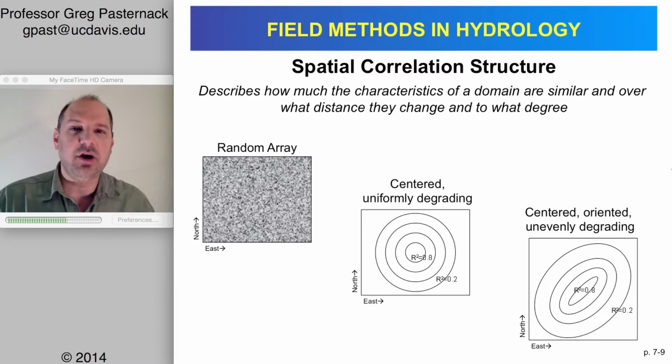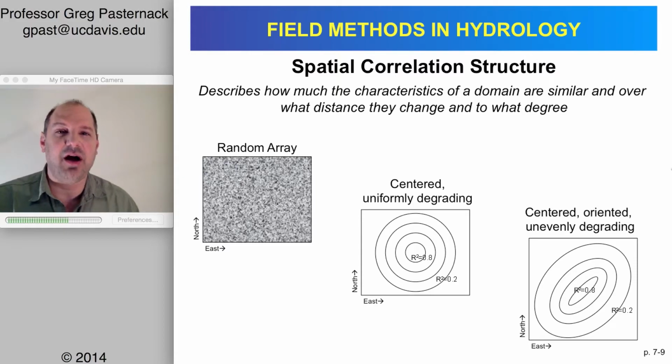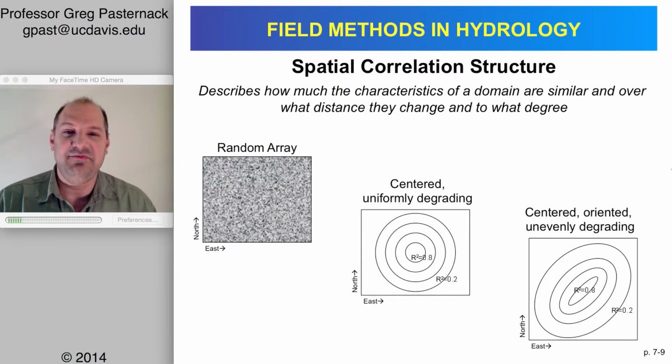Okay, so if we start with the idea that the land is not randomly distributed, but a lot of things that happen in hydrology are governed by spatially coherent landforms or patterns, then we need a way to represent that. And this is a little bit of a complex idea, so take some time to think this through.